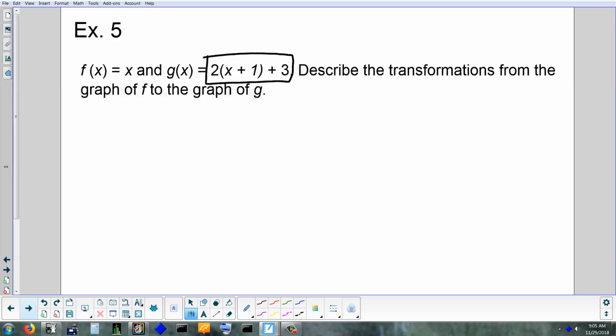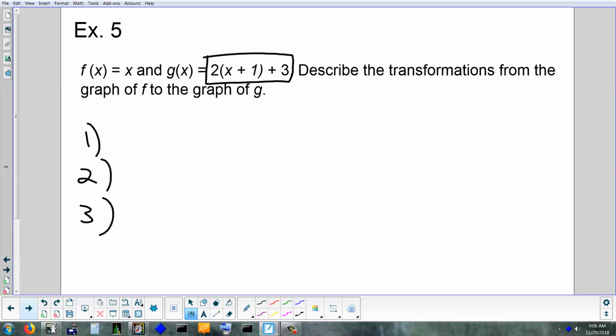Does anybody have a guess at how many transformations are happening? Well, there's definitely more than one. How many? Yes, there are 3 things happening. The +1 is going to do something, the 2 is going to do something, and the 3 is going to do something. So let's write them down. And we have to do them in a certain order.